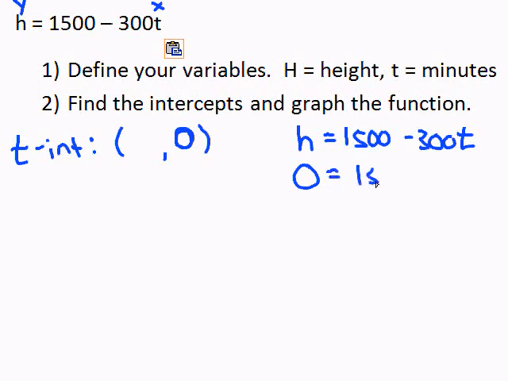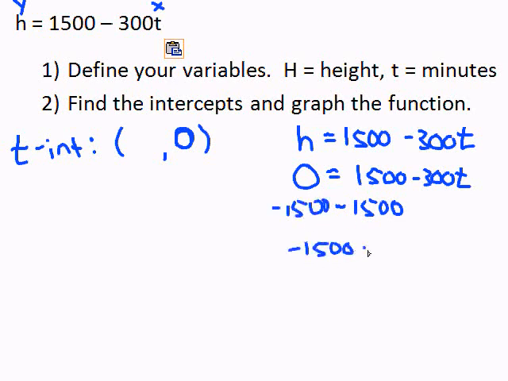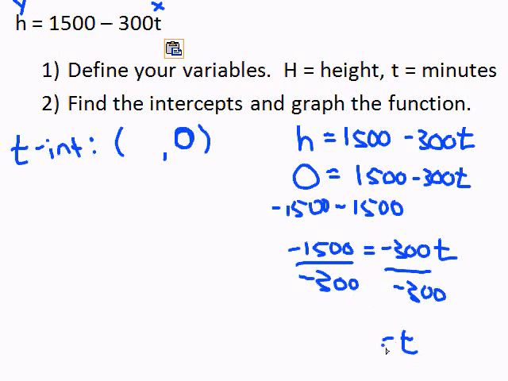So 0 equals 1,500 minus 300t. We then solve for t. Subtract 1,500 from both sides, and we get negative 1,500 equals negative 300t. We can solve for t by dividing both sides by negative 300. And that gives us t is equal to negative 1,500 over negative 300, which is a positive 5. So our t-intercept is a positive 5.